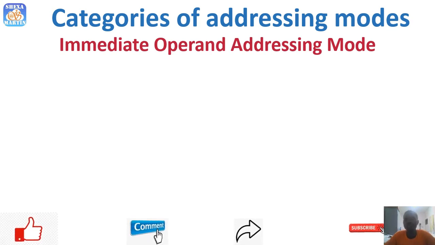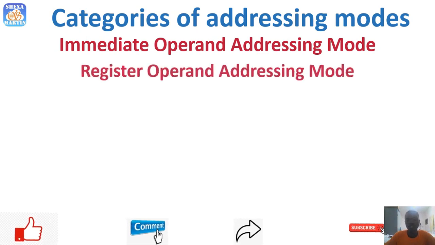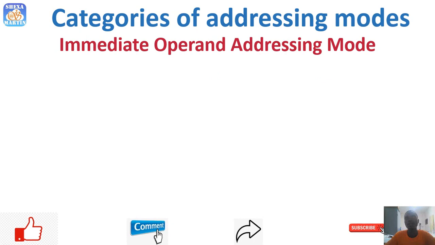Right, let's now talk about the categories of addressing modes. What do we have? We have immediate operand addressing mode. I want you to understand this. Do not force yourself to cram the concepts that I'm going to teach you today. If you do not understand these things, please make sure you go back to lecture number one and lecture number two, where we have talked about accessing memory. It's the same concept that we are applying today, but in terms of addressing modes. It's given a topic called addressing modes.